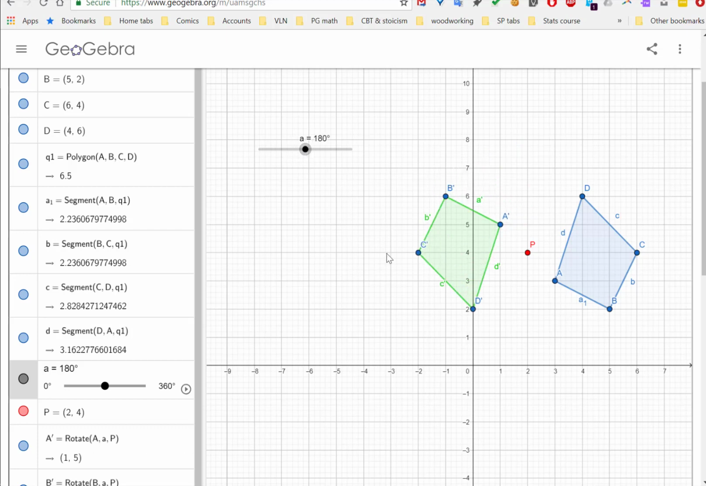But 180 degree rotation is fairly straightforward, right? Again, it's kind of like a double reflection. We're reflecting it through both a horizontal and a vertical line that pass through the point P. And you can see, if you draw a line from A to A prime, the midpoint is P, and the same for all the other points and their images.